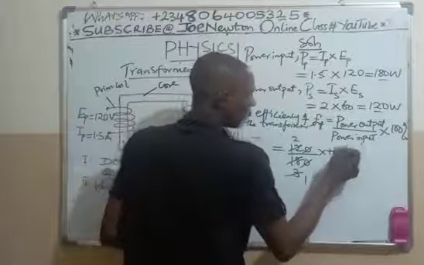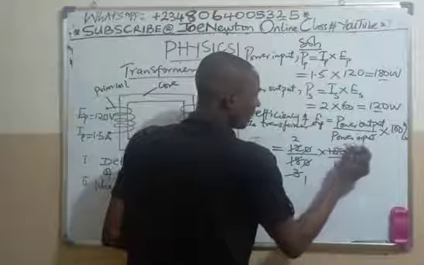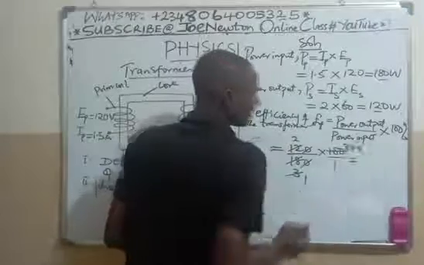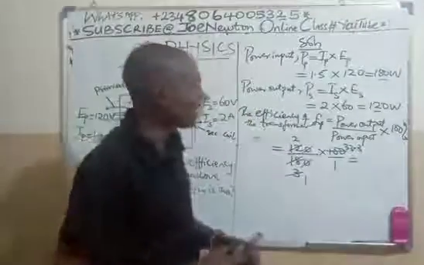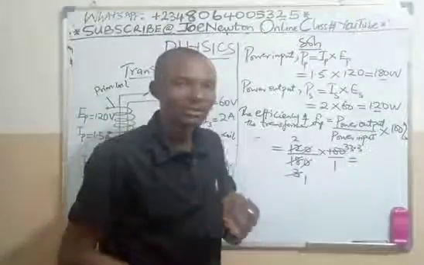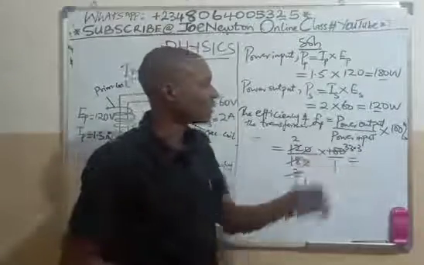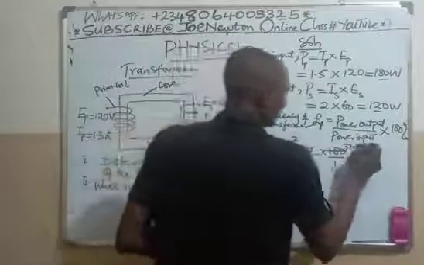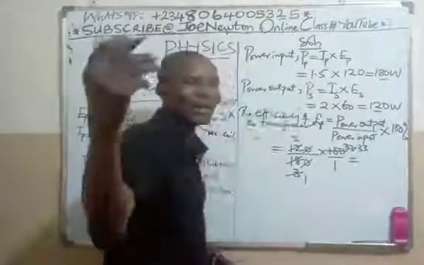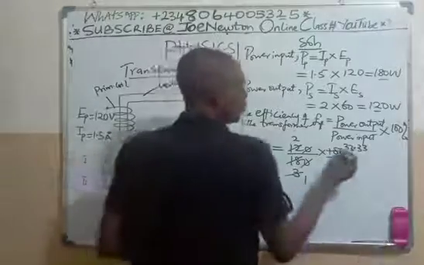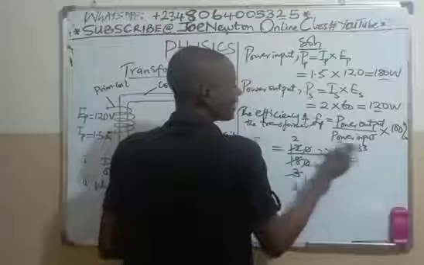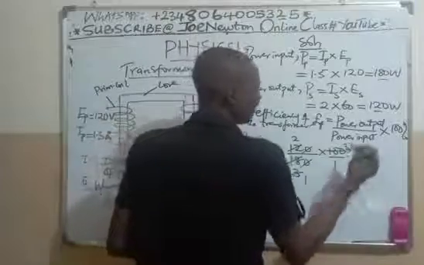3 divides 100 will give us 33.3. Yes, 3 divides 100 is 33.3, because 3 times 33 is 99. Then 3 times 0.3 is 0.9. So 33.33 approximately. Continue like that when you divide it. So now we are left with 2 times 33.33.